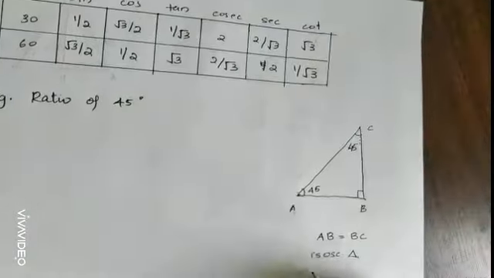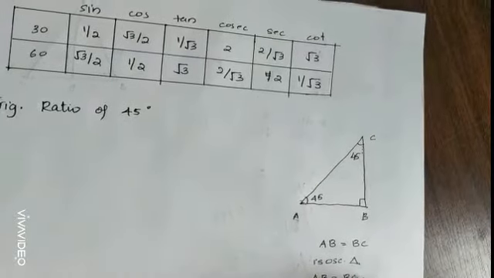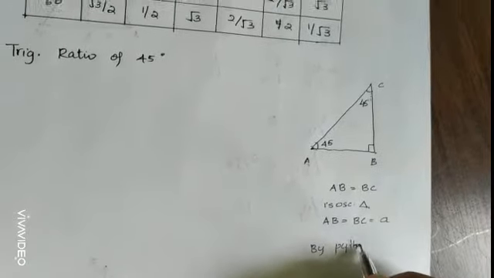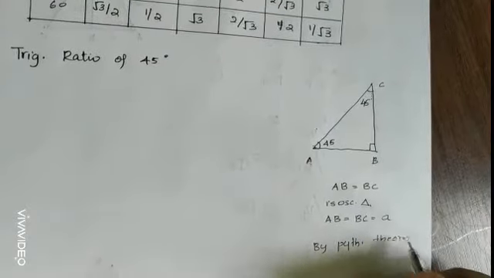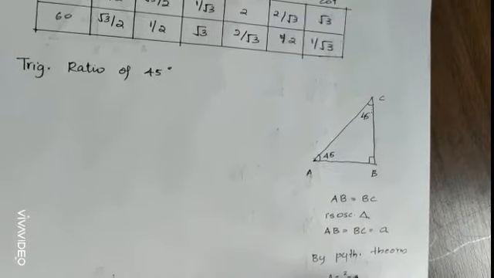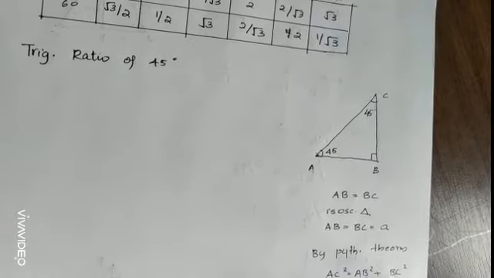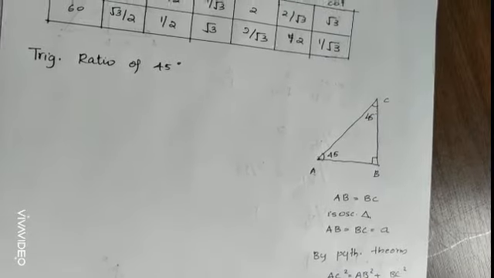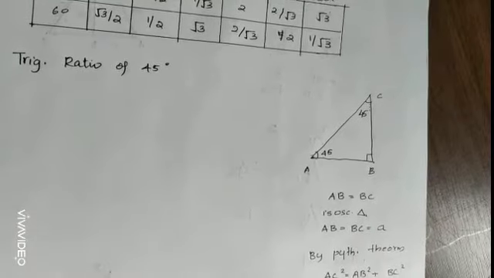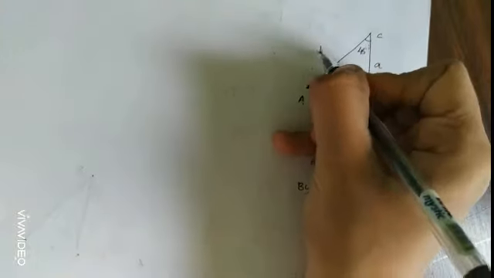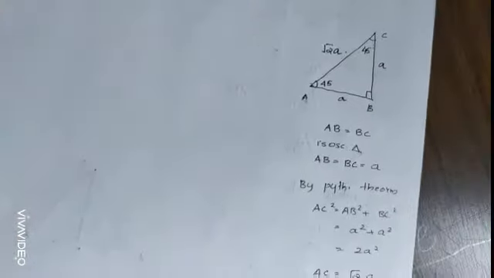So, let AB equal to BC equal to A. By Pythagoras theorem, we have AC square is equal to AB square plus BC square. AB is A and BC is also A, therefore A square plus A square, 2A square. Therefore AC is equal to root 2A. Therefore AB is A, BC is A and AC is root 2A.